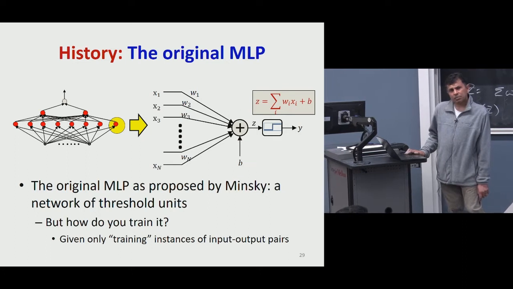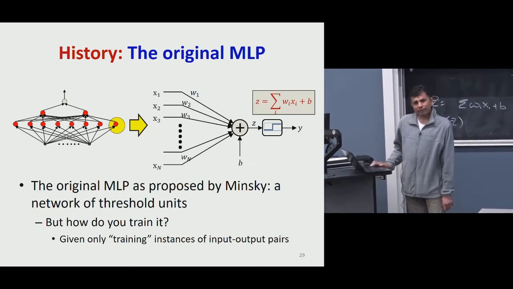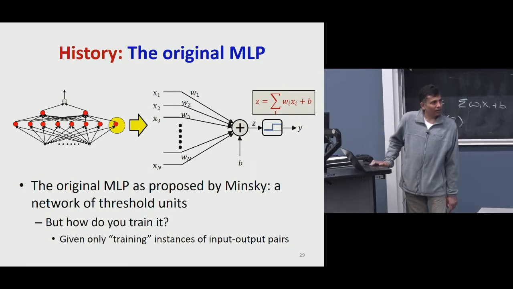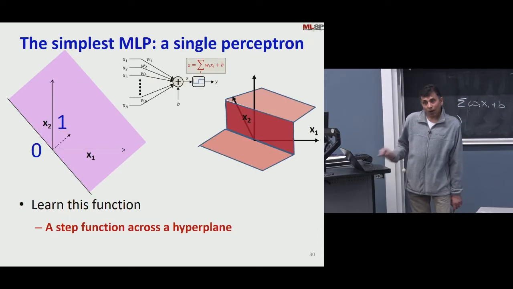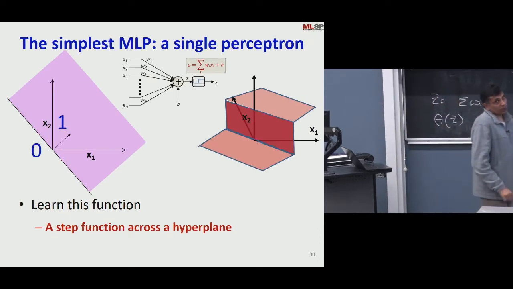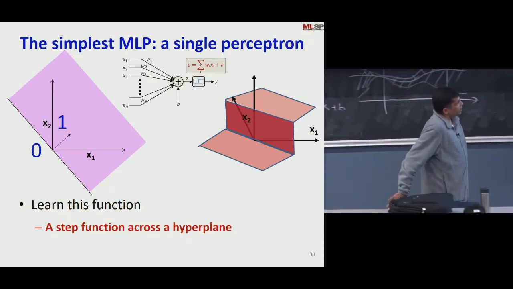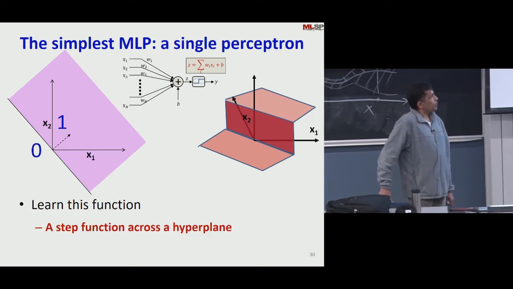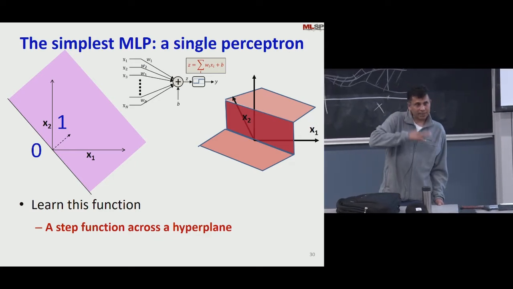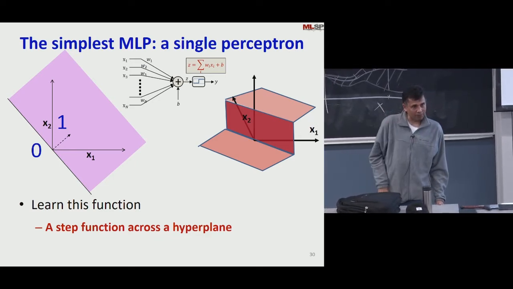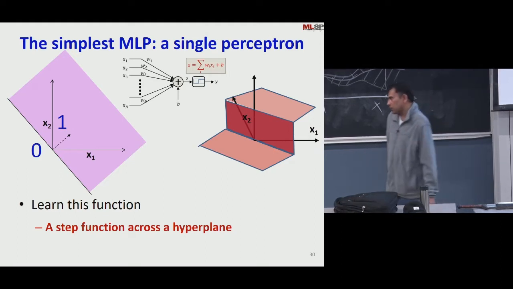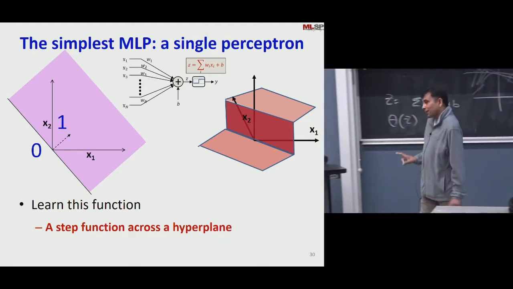What is the simplest multilayer perceptron you can think of? Pardon me? Something even simpler, right? Just a single perceptron. The simplest network you can think of has only one unit. So this is a step function across a hyperplane. So let's look at the problem of learning this function.